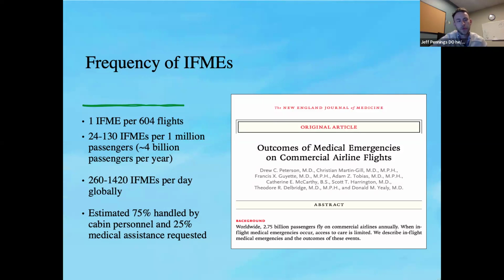Out of this article, they reported about one in-flight medical emergency for every 604 flights, or around 24 to 130 emergencies for every million passengers. That's quite a big number since we're describing about 4 billion passengers per year. Putting that all together, that's 260 to almost 1,500 emergencies per day globally. A majority of these emergencies are handled by the airline crew, about 75% of them, and only about a quarter of the time is medical assistance requested.